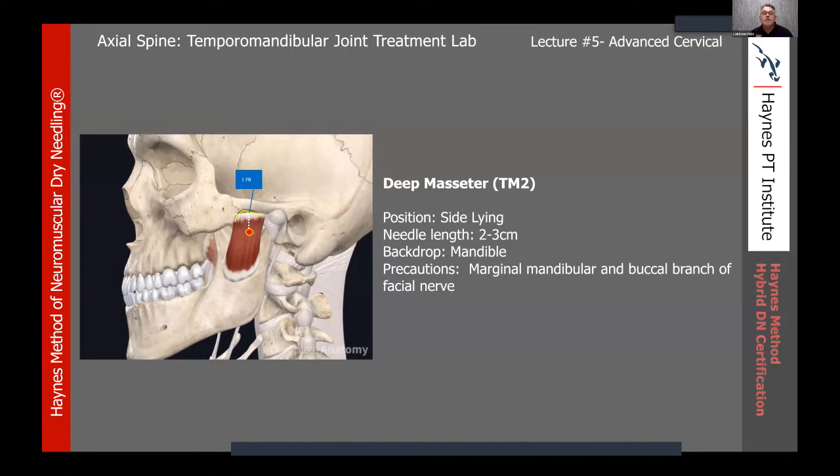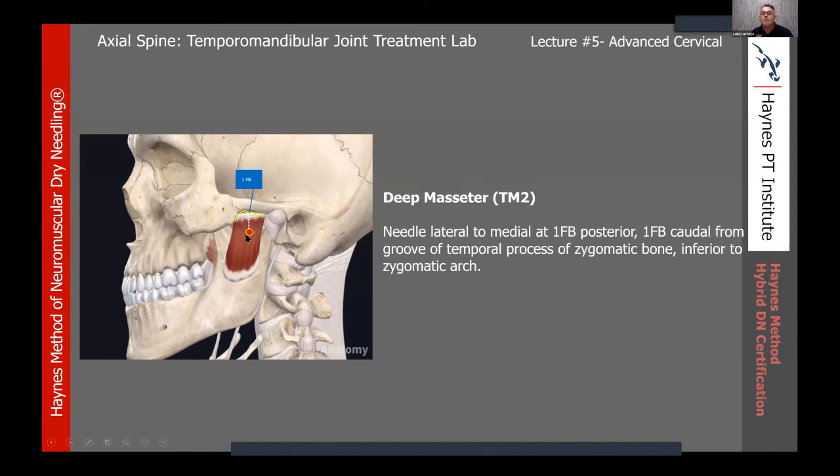For the deep masseter, we will again be in a side-lying position, the biggest difference. Superficial, we were right about here. For the deep masseter, because it's more cranial, we're going to have to come up a little bit. So our landmark will be off of the zygomatic arch itself, and then we'll drop down a finger breadth from there.